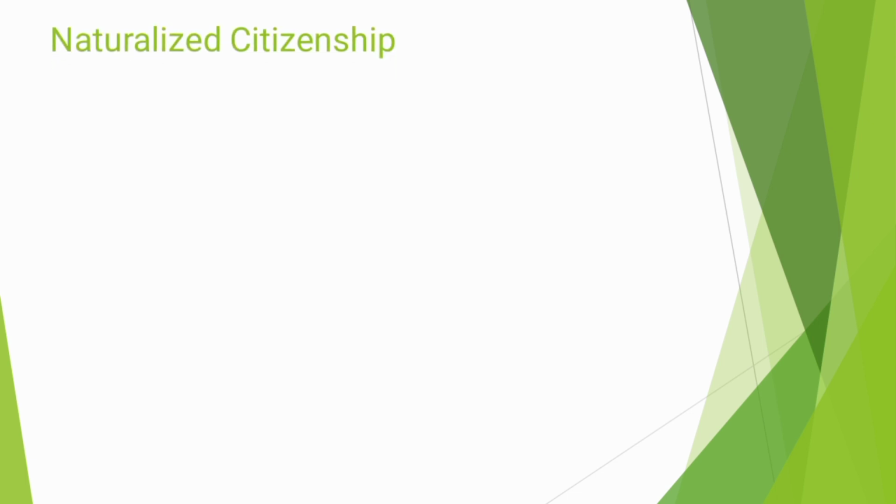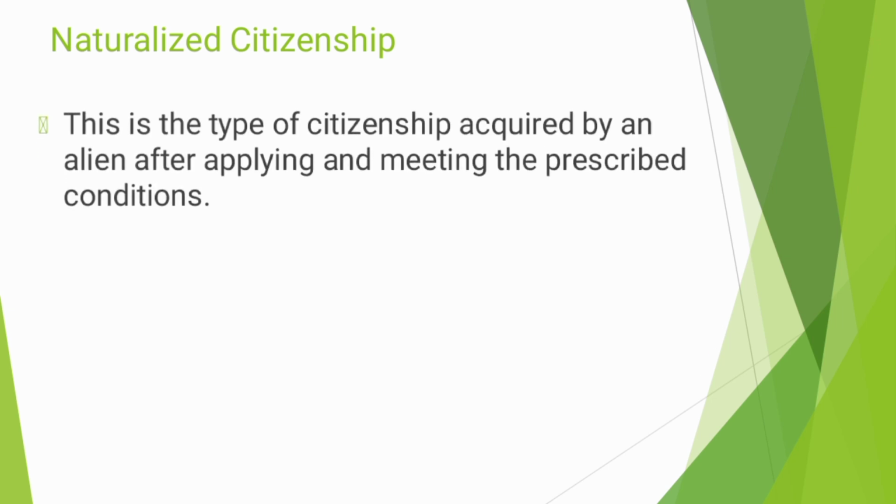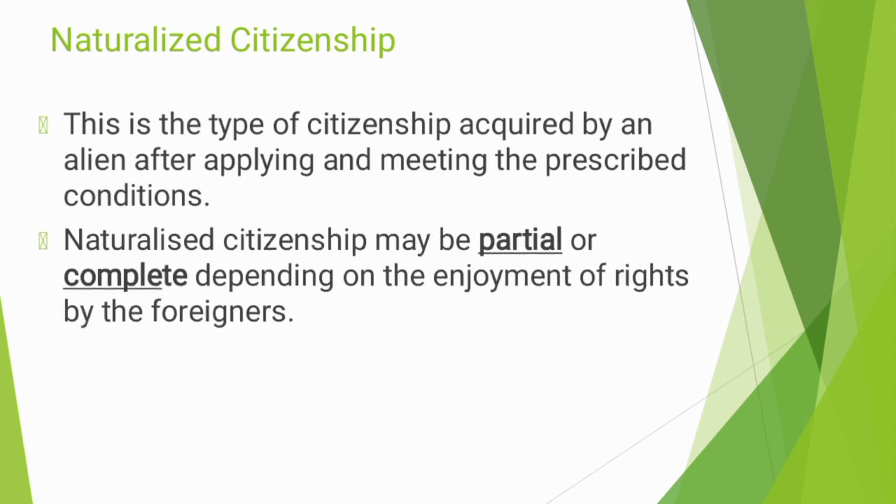So, as we discussed in the previous video, naturalized citizenship is the type of citizenship acquired by an alien after applying and meeting the prescribed conditions. So we said, as you are a foreigner or an alien in another country, it is very possible for you to obtain citizenship in that same country. Now, there are prescribed conditions that you need to meet for you to apply or for you to get the citizenship in that country. So before we discuss the prescribed conditions, I would like to let you know that naturalized citizenship may be partial or complete.